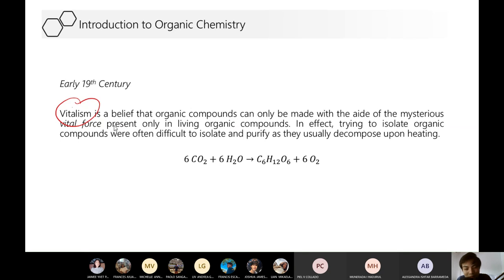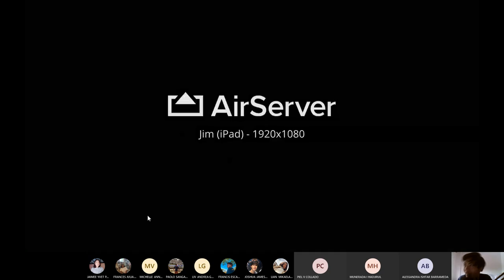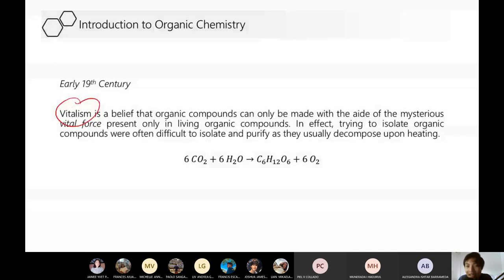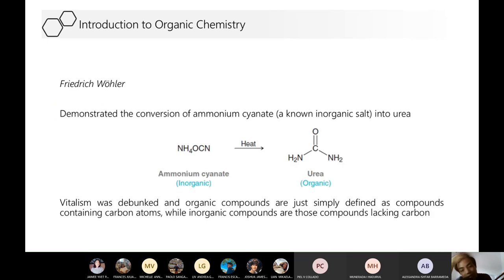Pero, there was a chemist, a German chemist, who tested this idea. So sabi niya, hindi ako naniniwala na kailangan ng vital force in creating organic substances. Sabi niya, yung reaction na yan, pwede rin niyang gawin in another method. Pwede niyang magawa ng paraan to create glucose out of this stuff. Pwede daw. Sino yon? So that chemist was Friedrich Wöhler.